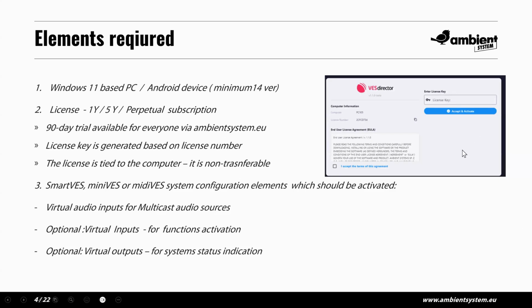The procedure for getting the 90 days trial, as well as 1 year, 5 year, or perpetual subscription, is the same way. You install the software. After the installation, you will get a license number, which you have to send on the email license@ambientsystem.eu, and we will reply with the license key accordingly for your, let's say, order or trial version.